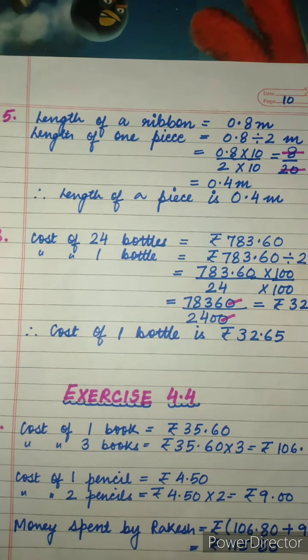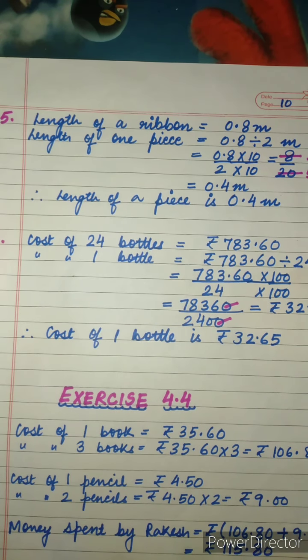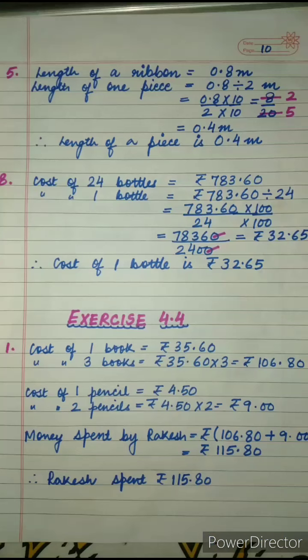Now see question number 8. We are given cost of 24 bottles as rupees 783.60, and we need to find the cost of one bottle. So the cost of 24 bottles we know and we have to find the cost of 1. So we are going to divide 783.60 by 24. So when you will divide it you will get the cost of 1 bottle as ₹32.65.